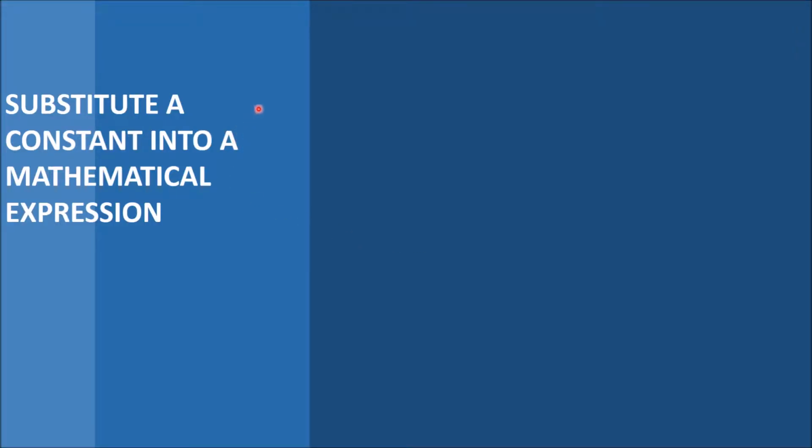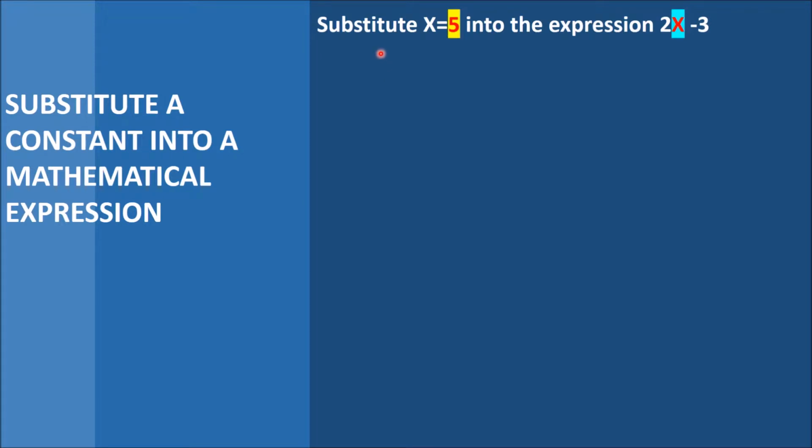In this lesson, we're going to study how to substitute a constant into a mathematical expression. So we can be given a problem like this. Substitute x equals 5 into the expression 2x minus 3.